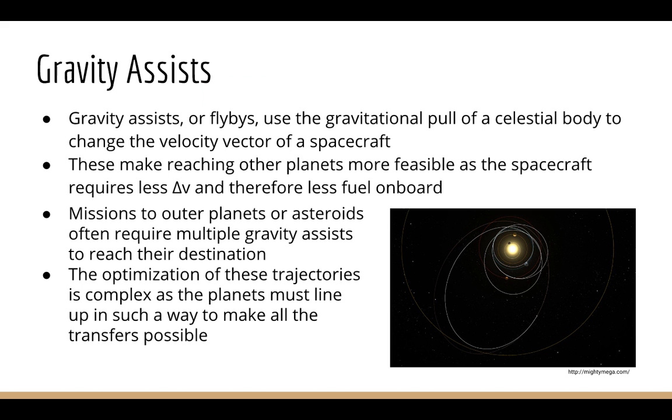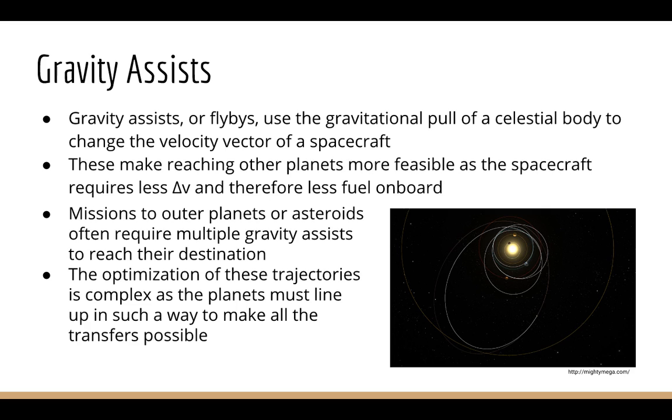So gravity assists, or flybys, use the gravitational pull of a celestial body to alter a spacecraft's velocity vector. These maneuvers require entering the sphere of influence of a planet or asteroid, or any other celestial body, on a hyperbolic escape trajectory. These maneuvers can be used to change the flight path of a spacecraft and can mitigate the need to carry extra delta V on board to do an actual maneuver that involves thrusting on the spacecraft to get to the same destination.